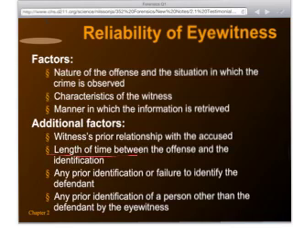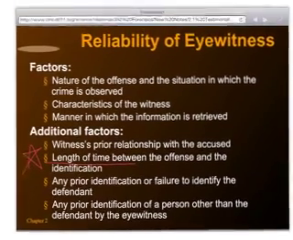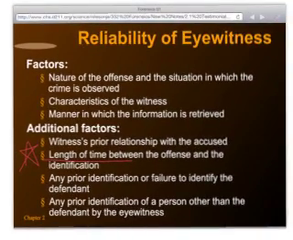This is a huge factor and one that I'm just recently discovering. I'll be testifying in court for something that I witnessed, and I will be giving my testimony. The event occurred over 2.5 years ago, so obviously my memory of that is going to be a little sketchy. Any prior identification or failure to identify, and then if there's anybody else there at the crime scene.